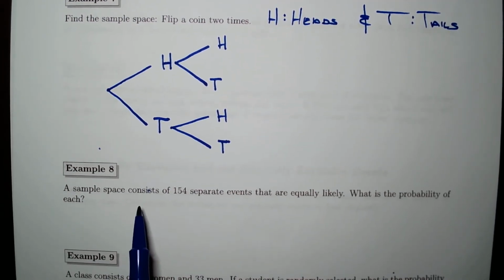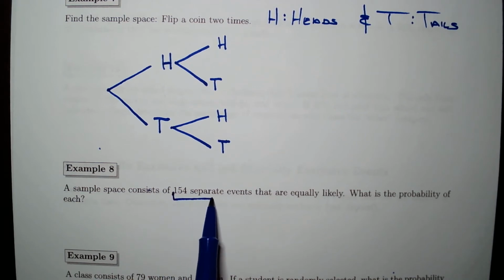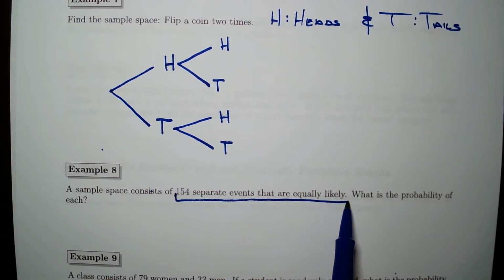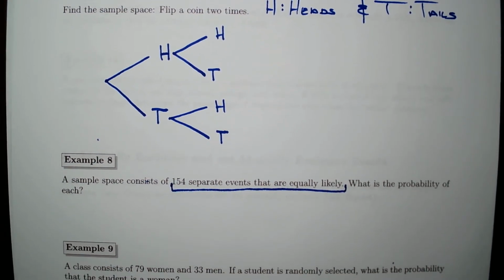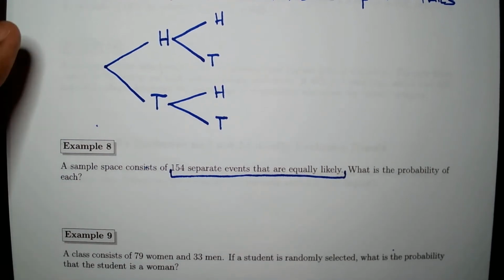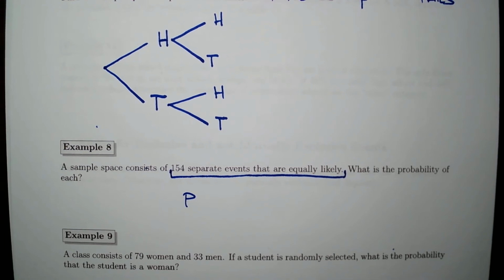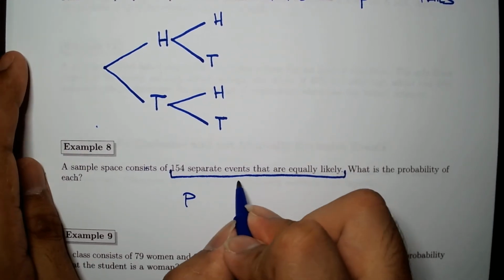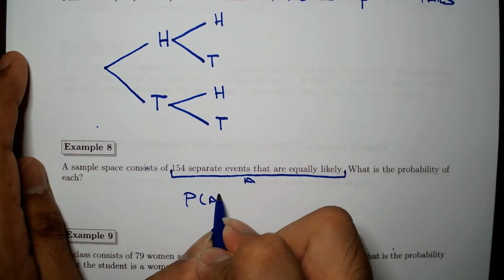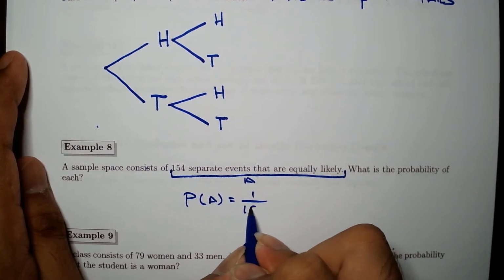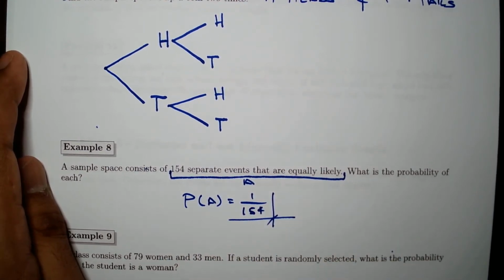Alright, so a sample space consists of 154 separate events that are equally likely to occur. What is the probability of each? Well, simply, in this case, if they are all equally likely, let's say this is A, the probability that A occurs is 1 over 154. Done deal.